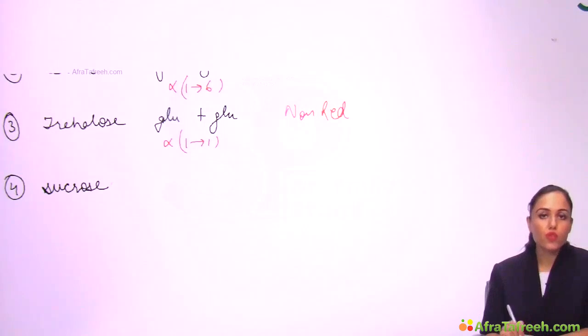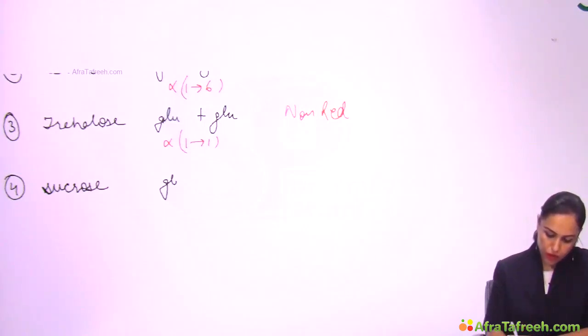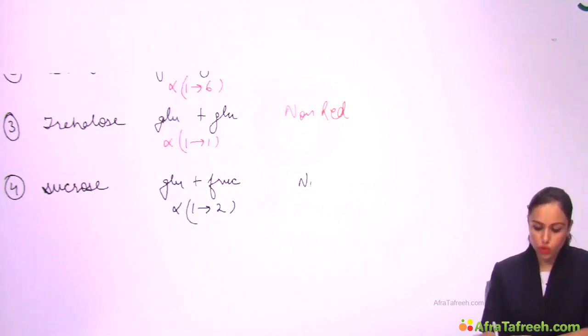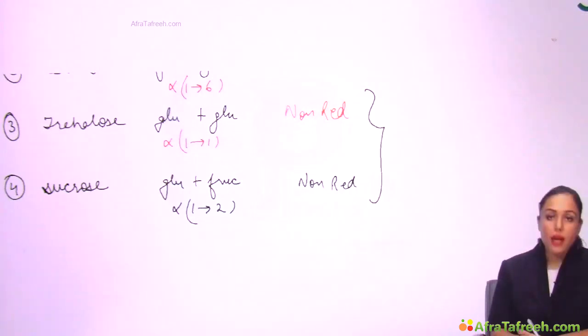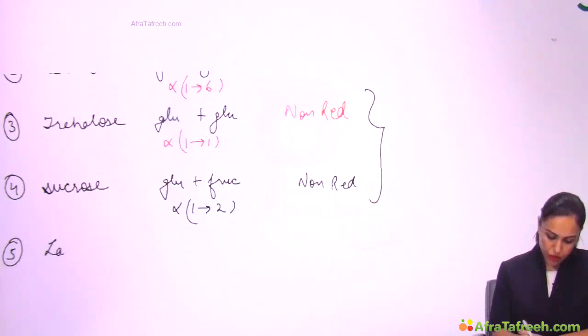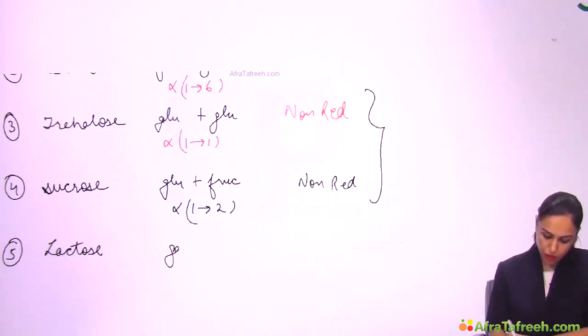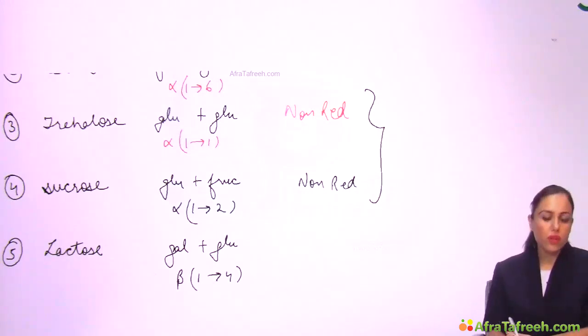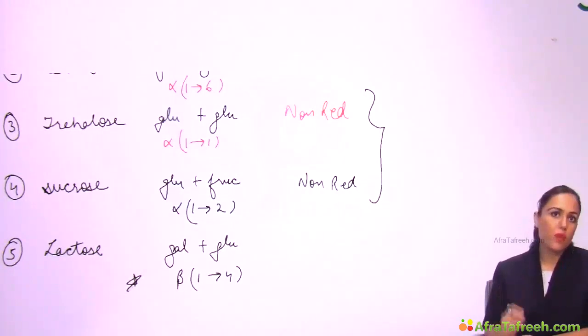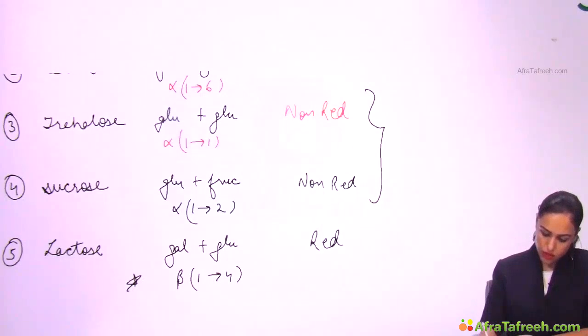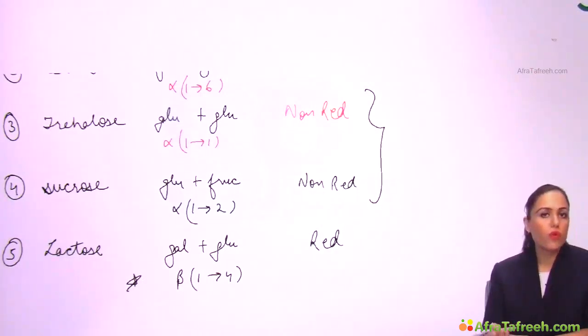Next example I'm going to take is sucrose. Sucrose is made up of glucose and fructose, and the bond is alpha 1 to 2, and sucrose is also non-reducing. So trehalose and sucrose are both non-reducing. And the last example I'm going to take is lactose. Lactose is made up of galactose and glucose, and the bond is beta 1 to 4. And note here, this is a beta bond in lactose. In the rest of the disaccharides, I have told you alpha bond. This is a beta bond in lactose. And lactose is reducing. So only two non-reducing we have done, that is trehalose and sucrose, right?